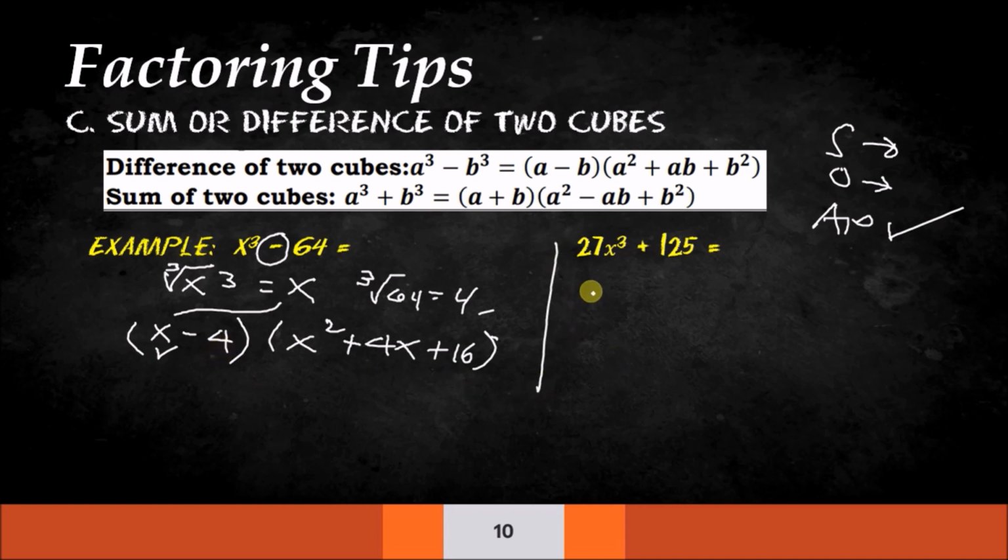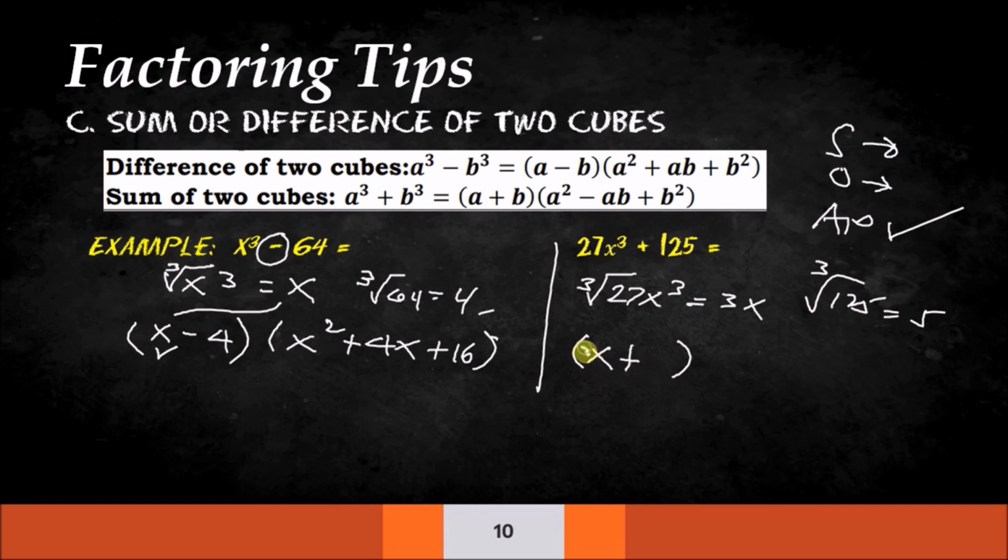Dito sa pangalawa, again, get the cube root of 27x cubed, will give you 3x, and the cube root of 125 will give you 5. Again, nakasalalay sa sign ng ating given. Kung plus yun, plus din yung magiging sign ng first factor natin. Write the first cube root here, which is 3x. Write the second cube root here, which is 5.